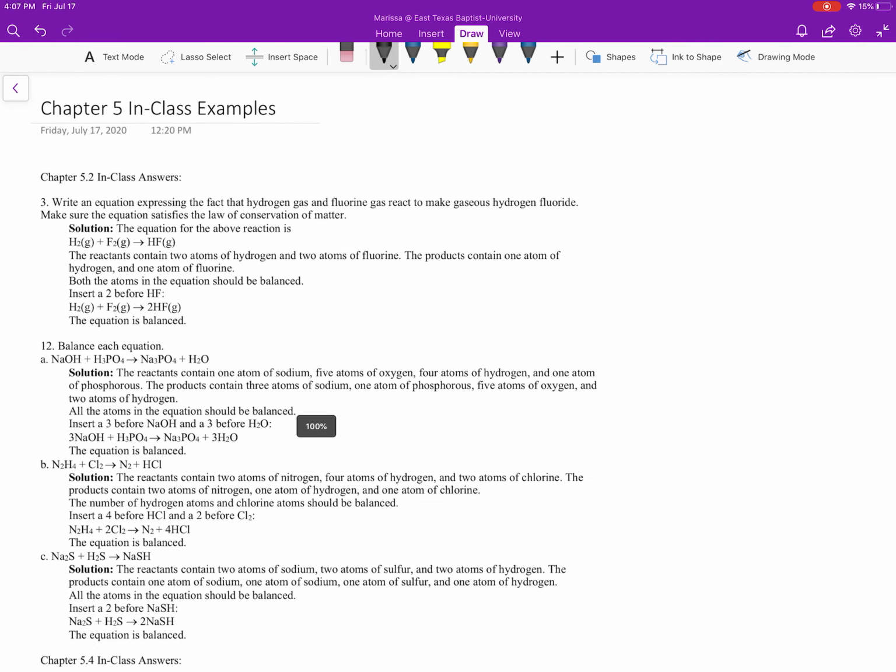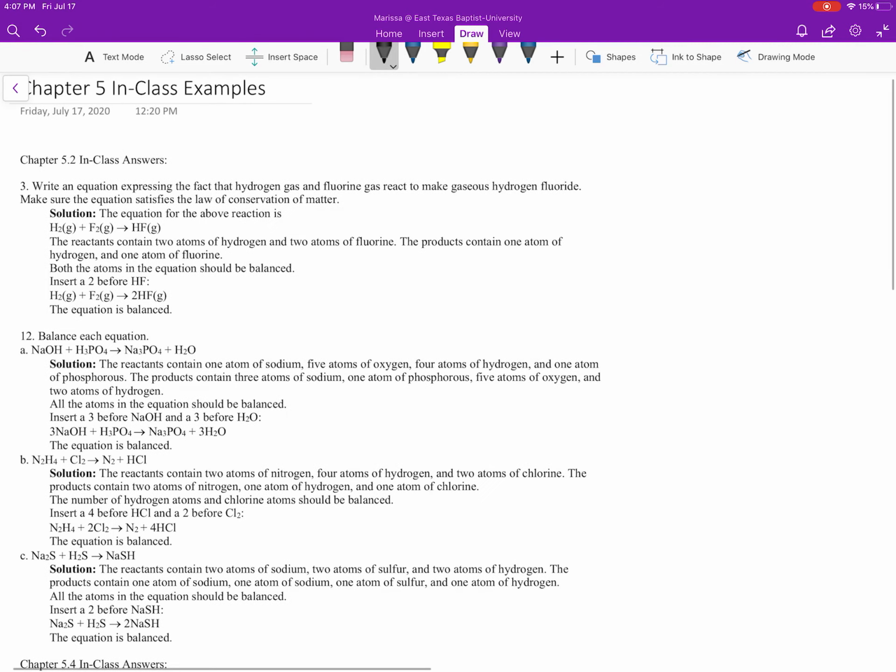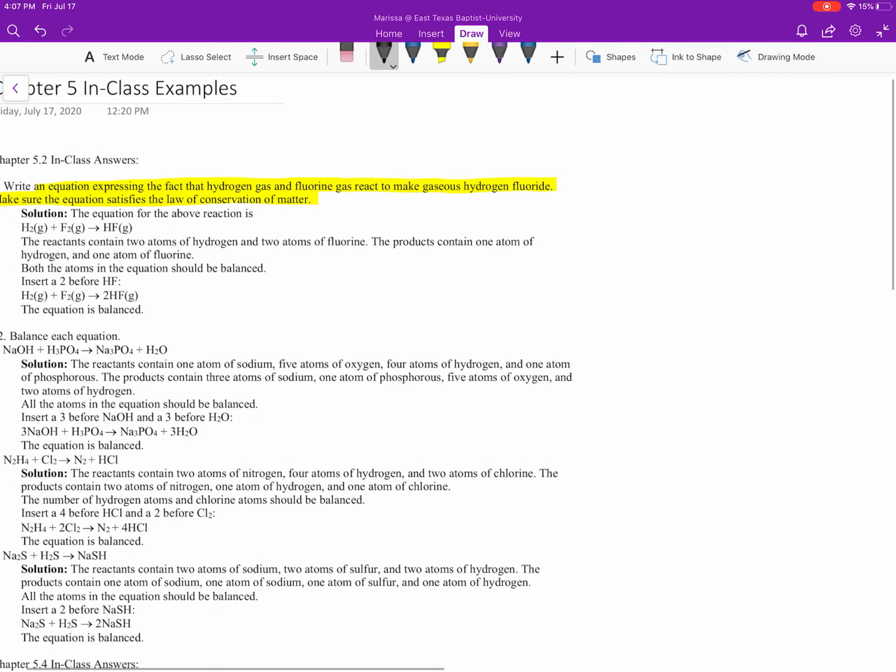So we're going to practice a few things with these problems. One is it says to write an equation expressing the fact that hydrogen and fluorine gas react to make gaseous hydrogen fluoride, and then we're going to balance it if we need to, because it says make sure that the equation satisfies the law of conservation of matter, which really means just balance it.